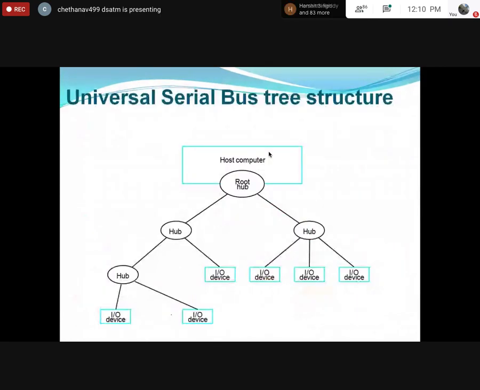And here, how will your USB bus look? Your USB bus looks like this. Here, there will be a root hub.